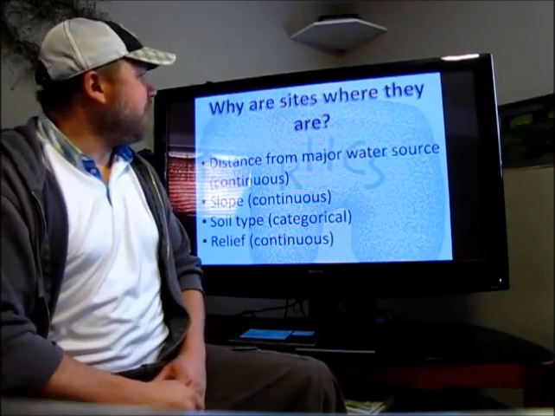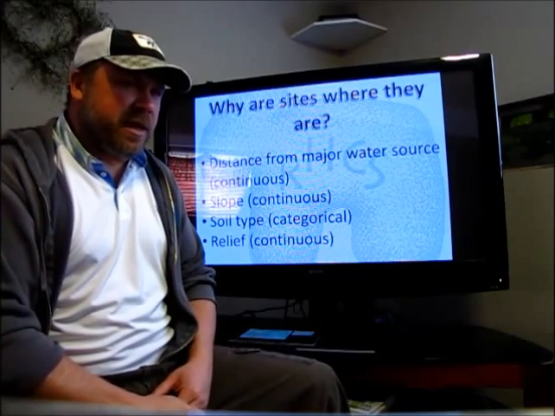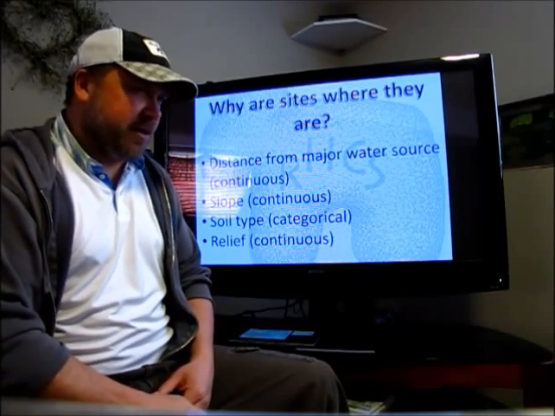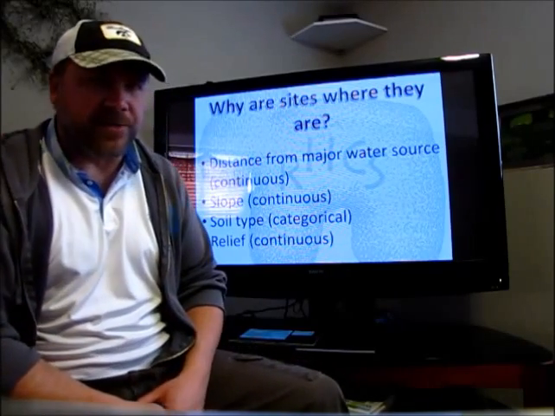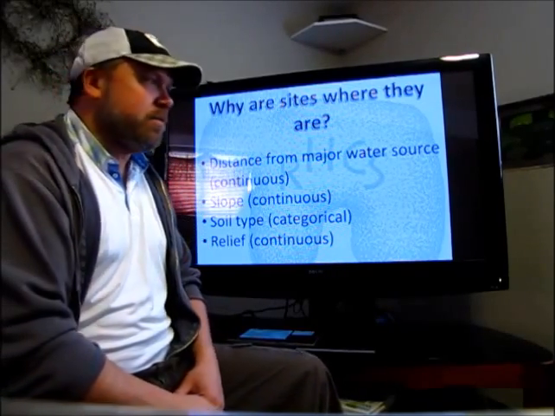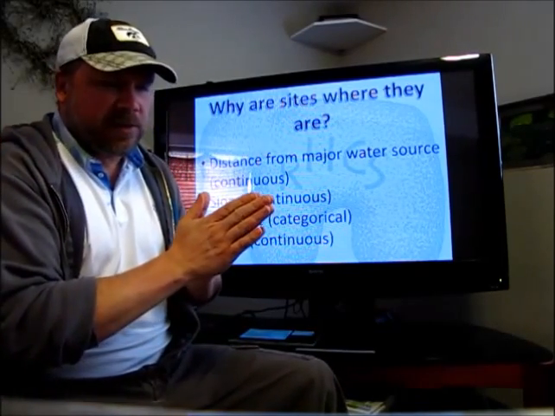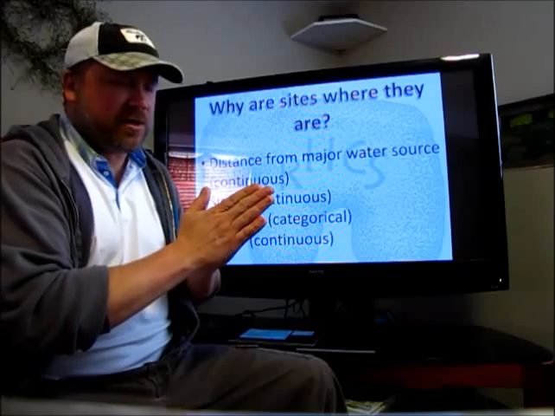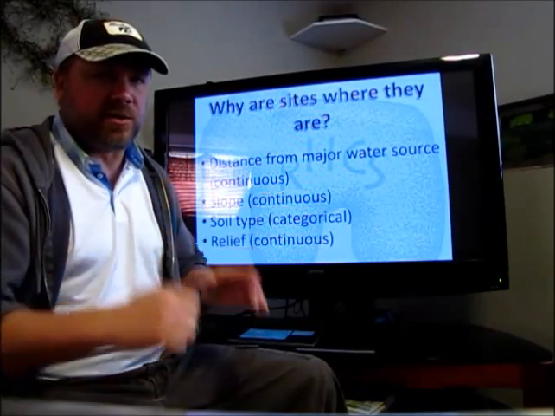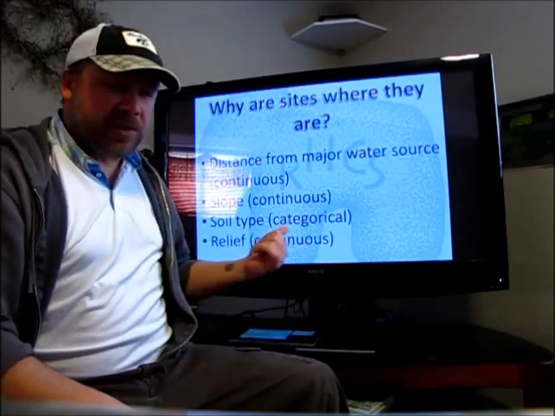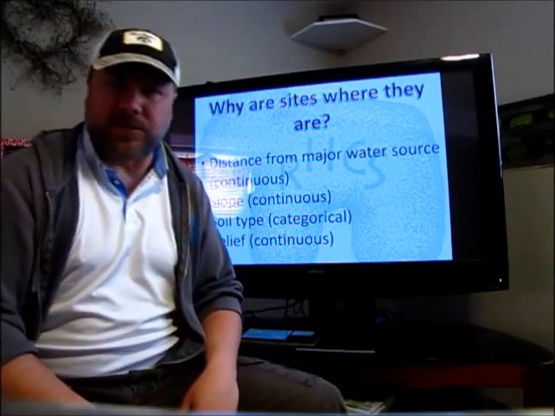Some independent variables that we're going to use and that are important for where archaeological sites are include distance to a major water source and slope. Both of those are continuous, because, for instance, distance from a water source continuously gets further and further away as you move from the water source. Soil type, again, could be categorical, so maybe archaeological sites are found in certain soil types.